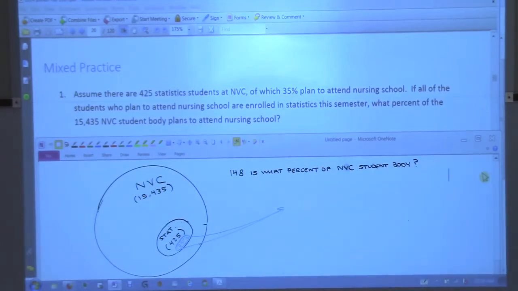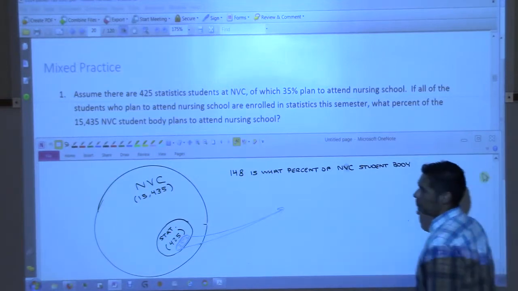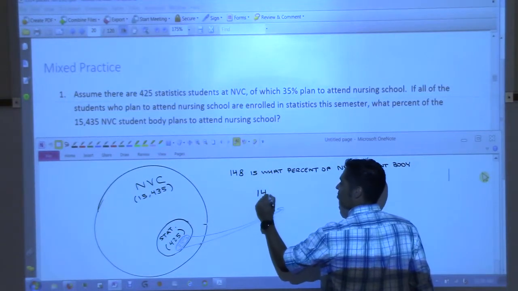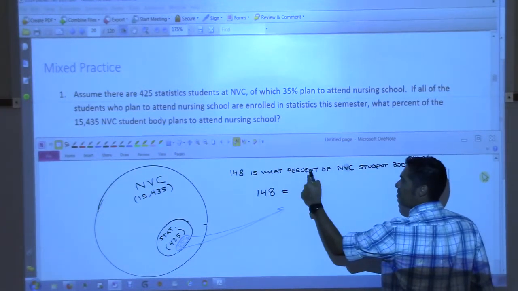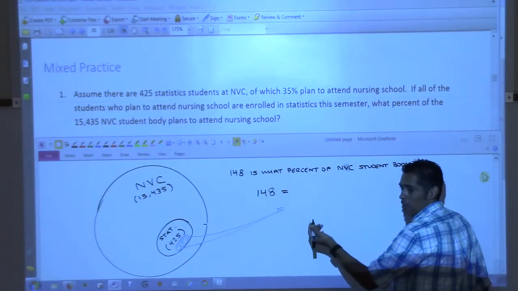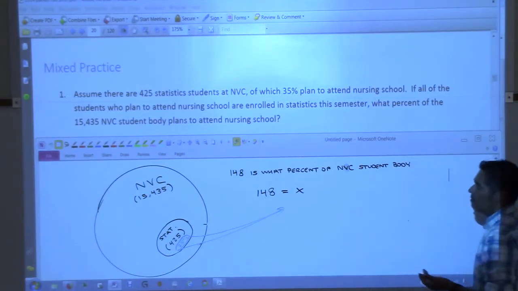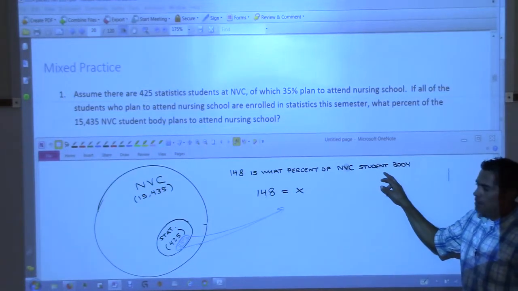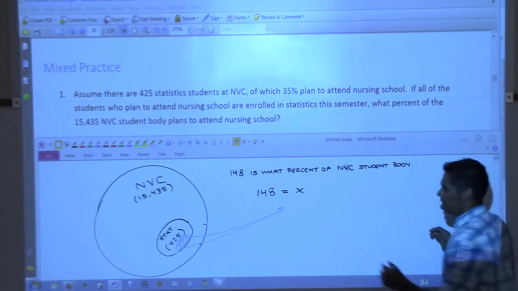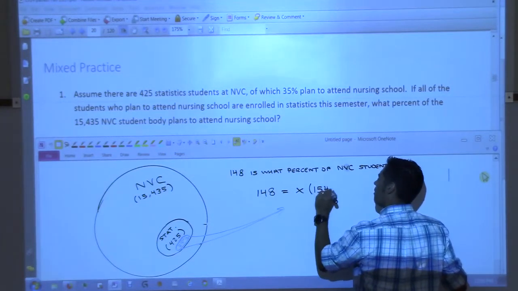Hopefully that makes sense to you, where I came up with that sentence from. Now I'm going to convert that to an equation. So how would I write that as an equation? 148 equals, what percent? Well, that's what I'm looking for, so why don't we just call that x. What percent of, multiplication, student body, 15,435.